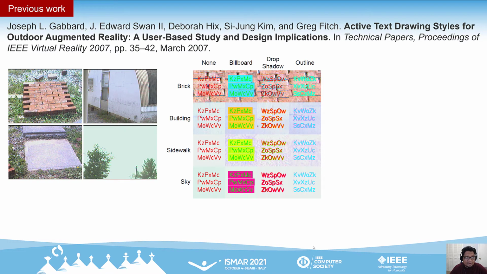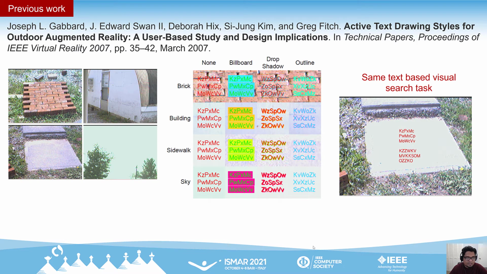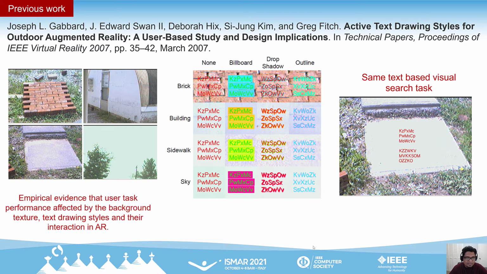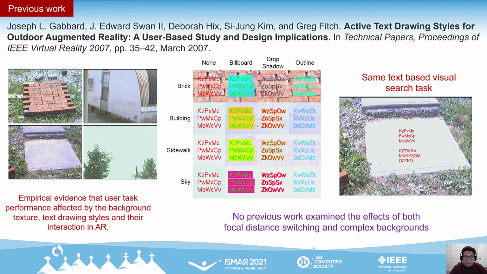Furthermore, in 2007, Gabbard and his colleagues investigated the effect of text drawing styles and background on human performance using the same text-based visual search task. They found evidence that background, text drawing style, and text color have a significant impact on user performance. However, they didn't consider the focal switching distance in their experiment. Therefore, we can say that no previous work examined the effects of both focal distance switching and complex background together in an experiment.